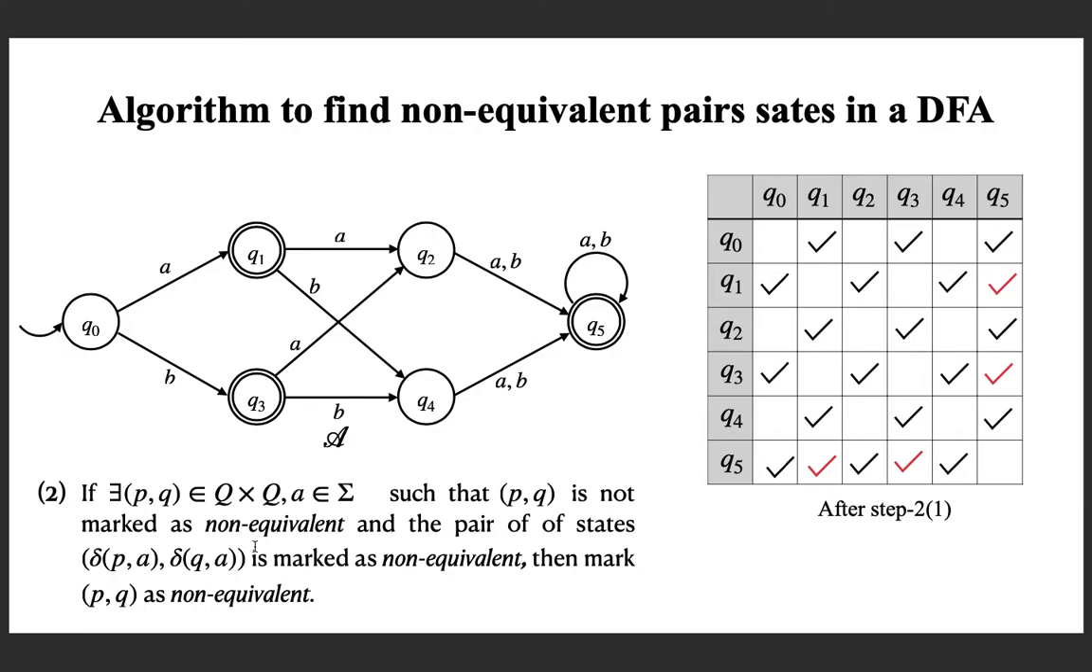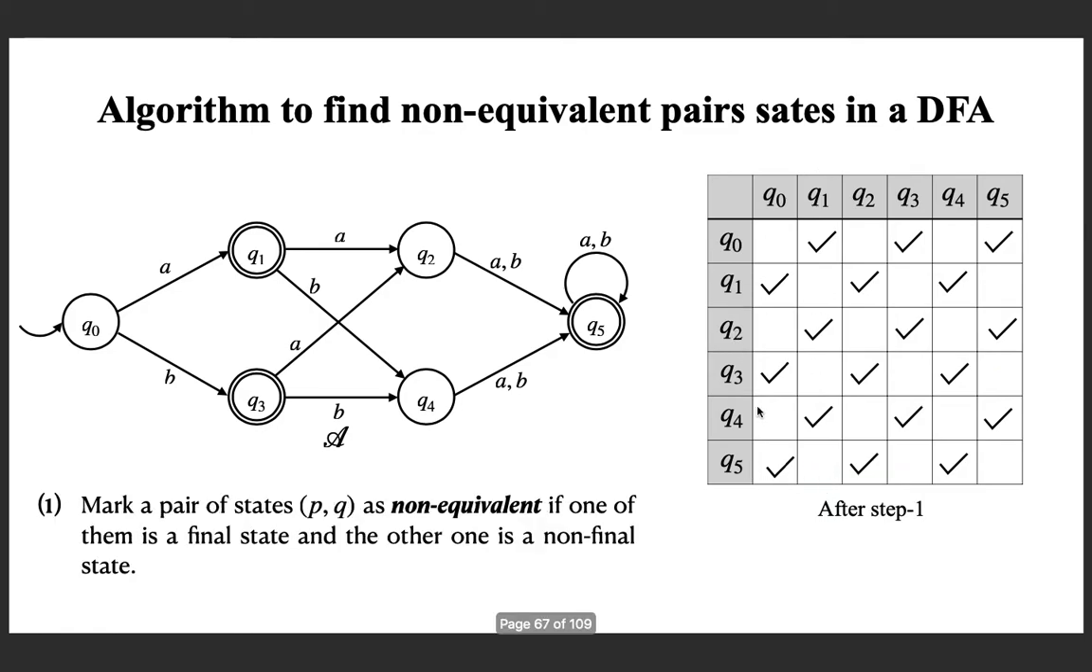Step 2 tells that if a pair of states PQ is not marked, and delta(P, A) and delta(Q, A), that means the states to which you move on A from P and Q, are marked, then you can mark that pair. Please don't get confused. Maybe we can try to understand why Q5, Q1 is marked. In the previous case, Q5, Q1 was not marked.